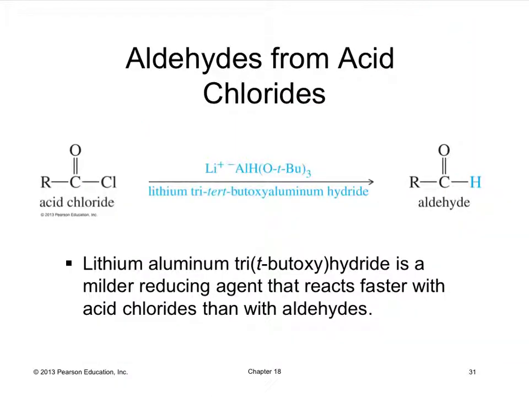Aldehydes can be generated from acid chlorides. You can take an acid chloride, and you can take lithium tri-tert-butoxyaluminum hydride to essentially replace this chlorine with a hydride. It's essentially a milder reducing agent and reacts faster with acid chlorides than with aldehydes.